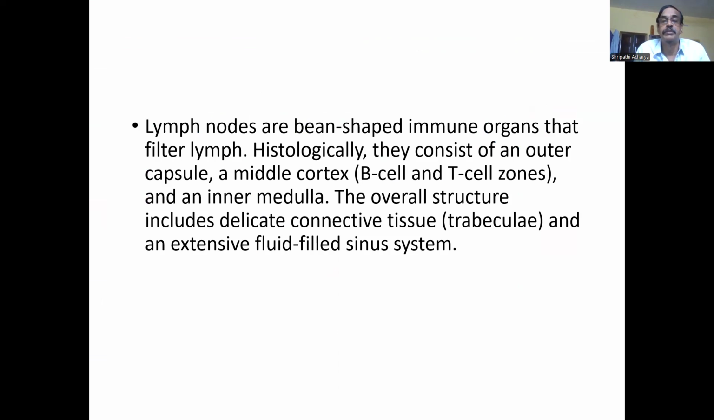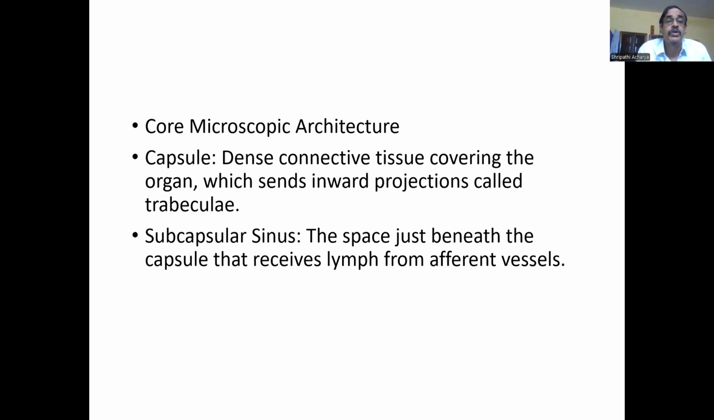The middle fabrics, B cell and T cell zones, and an inner middle. Overall structure includes delicate connective tissue, trabeculae, and an extensive fluid-filled sinus system. Core microscopic architecture. Capsule. Dense connective tissue covering the organ which sends inward projections called trabeculae.